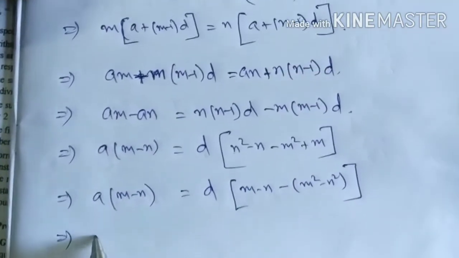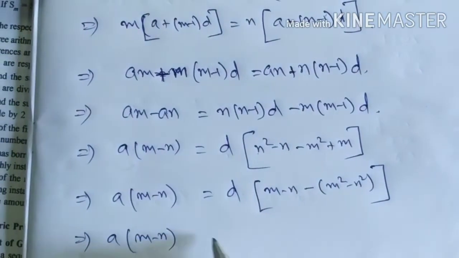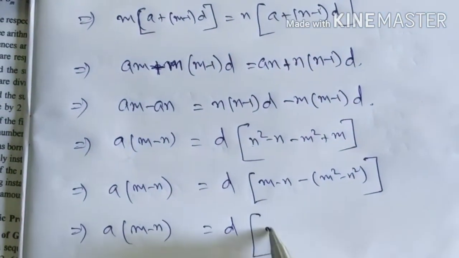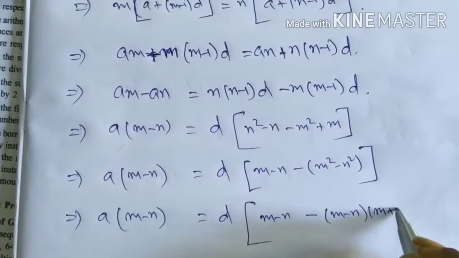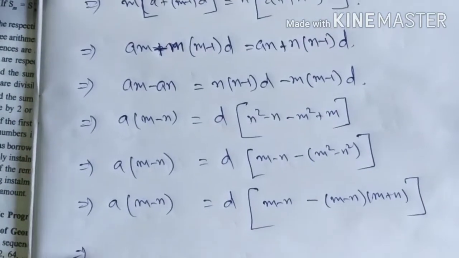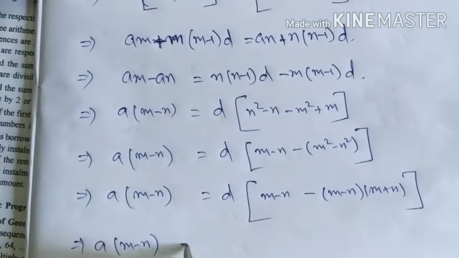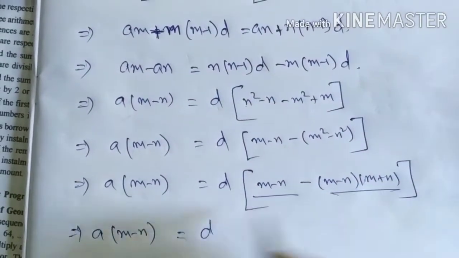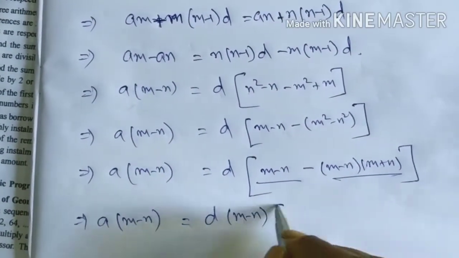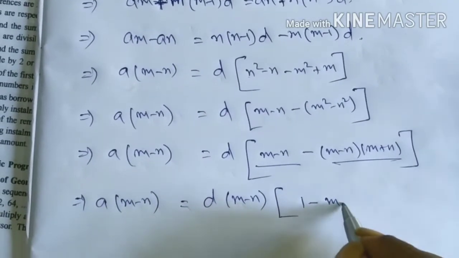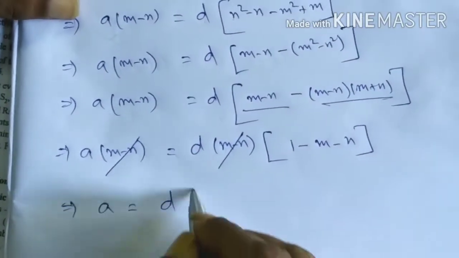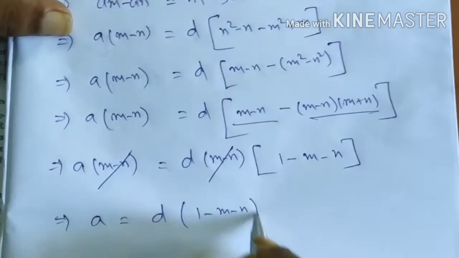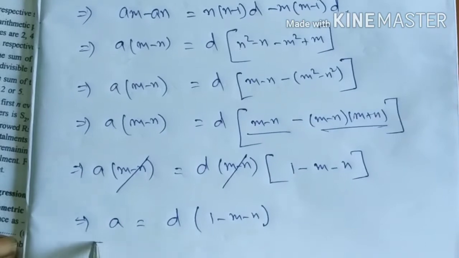Now a into m minus n, d into m minus n, and a plus b into a minus b for m square minus n square. Here the common is m minus n, so 1 minus m plus n is left inside the bracket. Now m minus n can be cancelled, so a is equal to d bracket 1 minus m plus n. Here I got a relation between a and d.